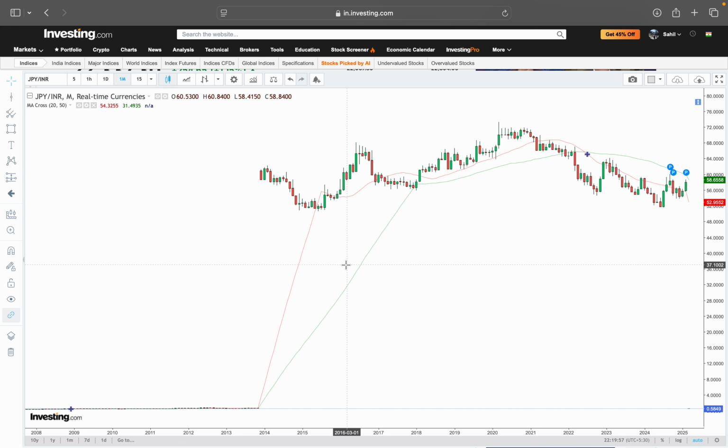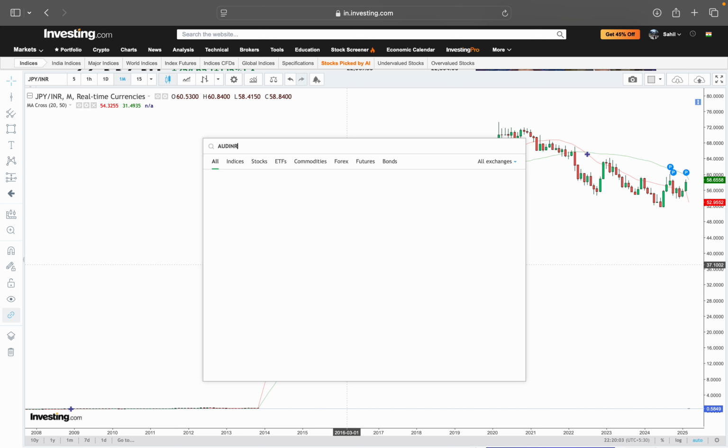Now let's have a look at the other major currencies which are not traded in the CDS market. For example, the rupee with the Australian dollar. Once again, the internet is acting up.